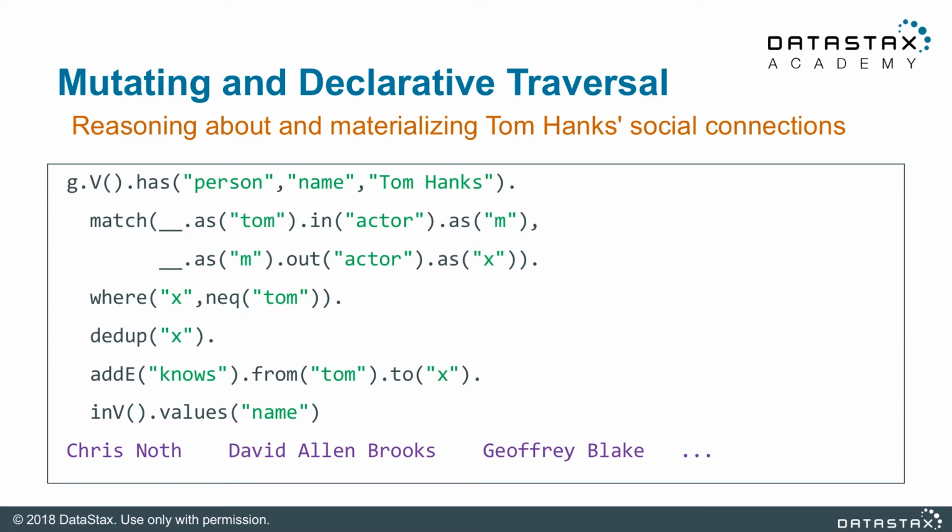We see Chris Noth, David Allen Brooks, and Mr. Blake. Now, this last example was the same as the previous example. It just does it in a slightly different way. In this example, we combined declarative traversals with the mutating traversal.